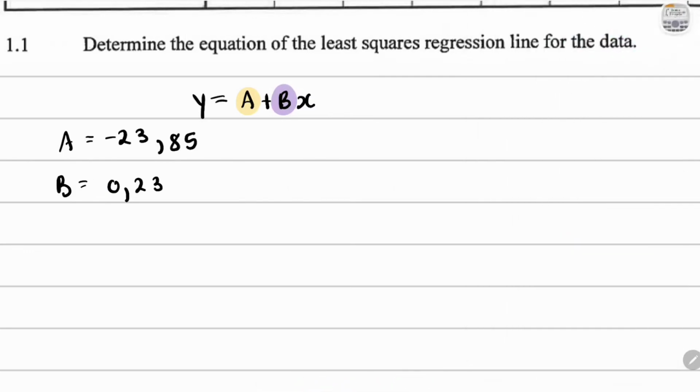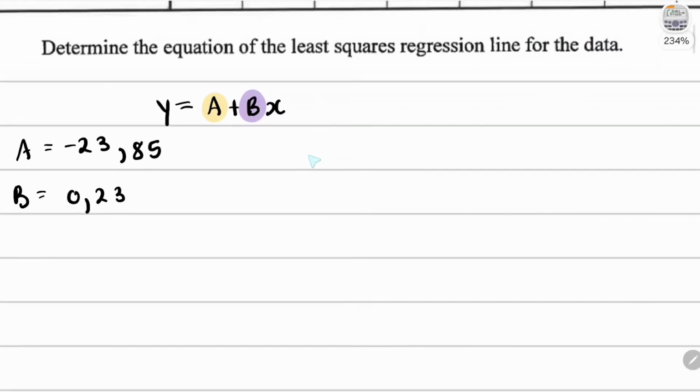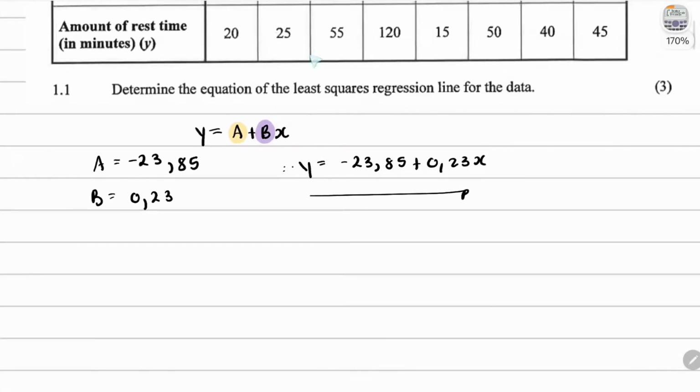Okay, so that concludes that the equation of our least squares regression line is y is equal to negative 23.85 plus 0.23x, and that is our answer.